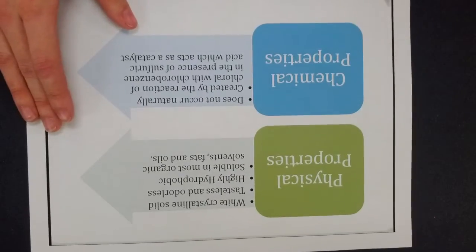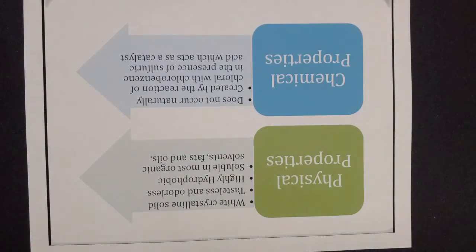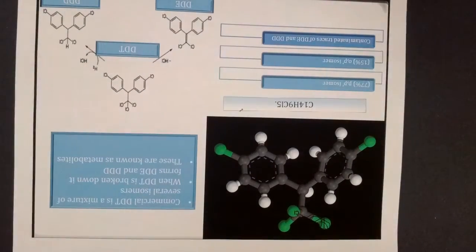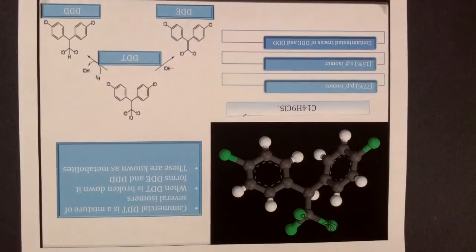DDT is a white crystalline solid, tasteless, odorless, and hydrophobic, nearly insoluble in water but with good solubility in most organic solvents, fats, and oils. DDT does not occur naturally but is produced from a reaction of chloral and chlorobenzene in the presence of sulfuric acid, which acts as a catalyst. Commercial DDT is a mixture of several isomers. The most abundant is at the top of the page. The last of the mixture is made from broken down DDT known as metabolites. These metabolites are DDD and DDE.